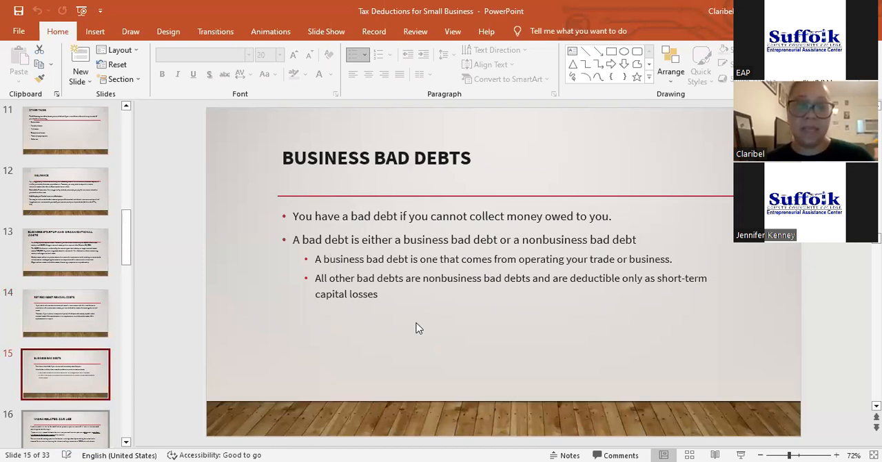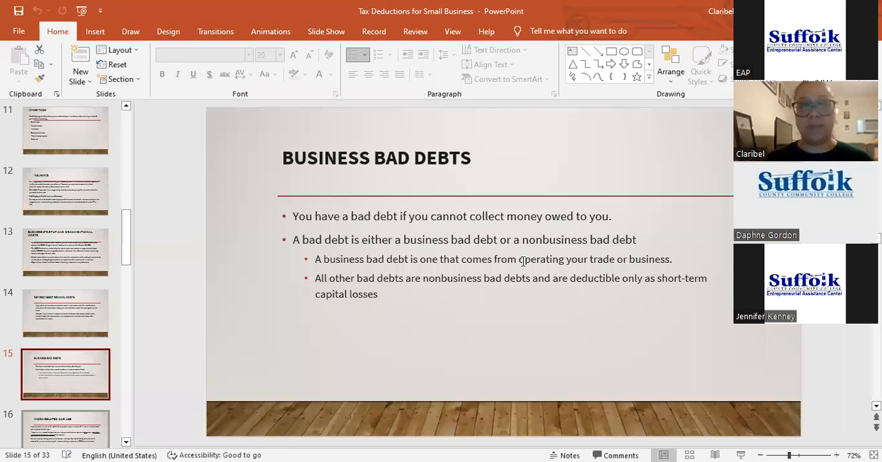Business bad debts. Bad debts means that you can't collect. If you're selling on credit, giving customers terms, and you definitely know that you will not get the money, you can expense that as a bad debt. A bad debt is either a business bad debt or a non-business bad debt. A business bad debt is one that comes from your everyday operations. You're selling your merchandise, and somebody didn't pay you for it. All other bad debts are non-business bad debts, deductible only as short-term capital losses.